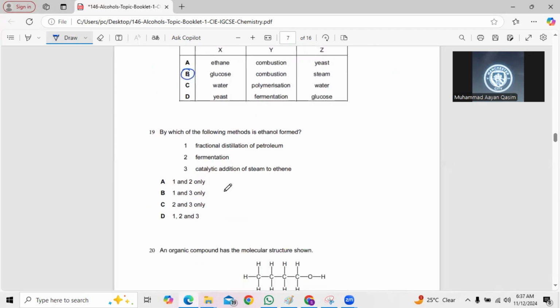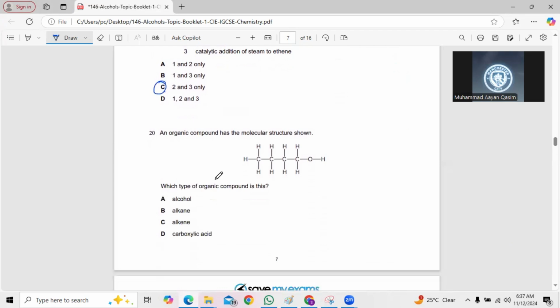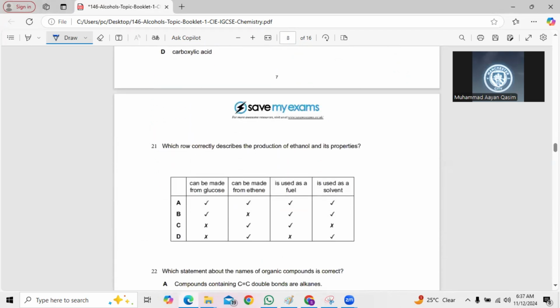Okay, let's move further. By which of the following methods is ethanol formed? It is formed by C, fermentation and catalytic addition of steam to ethene. Shabash, so that's going to be 2 and 3. Yes, and what about the organic compound with the molecular structure shown? Alcohol. And what about question 21? Which row correctly describes the production of ethanol and its properties? I think A. All of them are correct. Okay, that's fine.